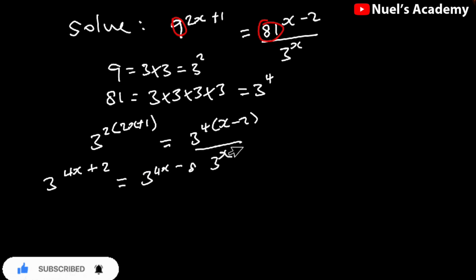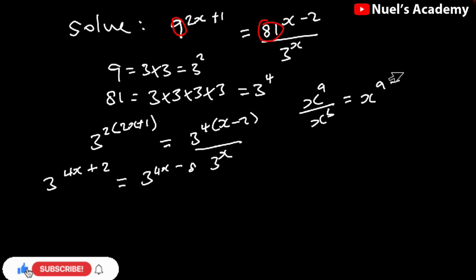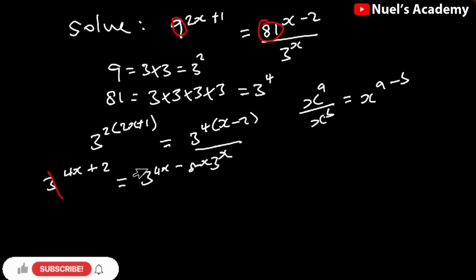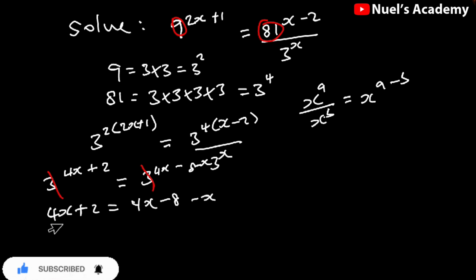Now remember, if you have x raised to the power a over x raised to the power b, this can be written as x raised to the power a minus b. So we're going to remove the exponent of the denominator from the numerator. So we're going to write here minus x, which is this x here. So if the bases are the same, we equate the exponents. So we're going to have 4x plus 2 equal to 4x minus 8 minus x. So we have 4x plus 2 equal to 4x minus x is 3x, then minus 8.